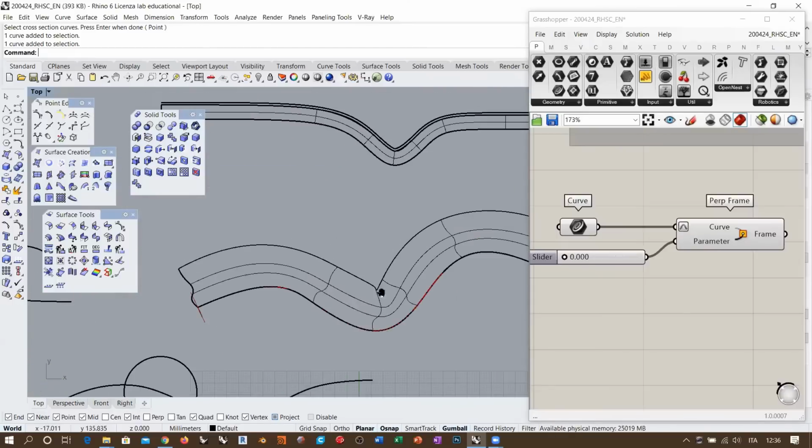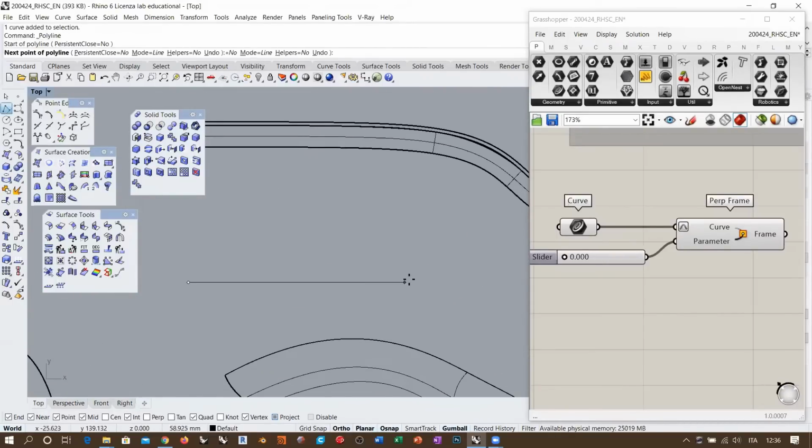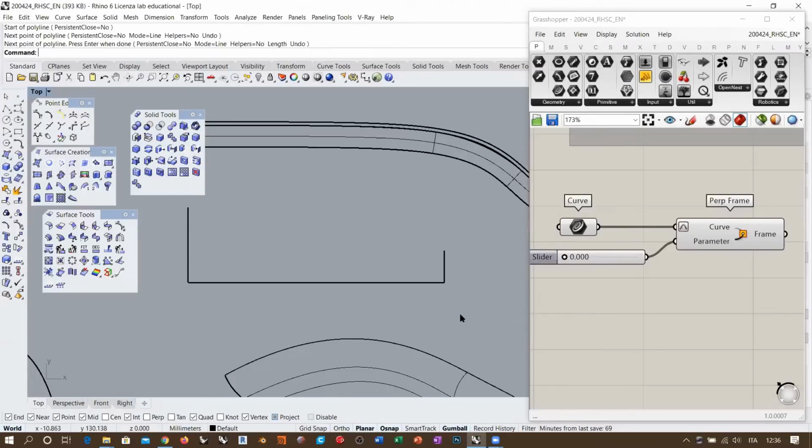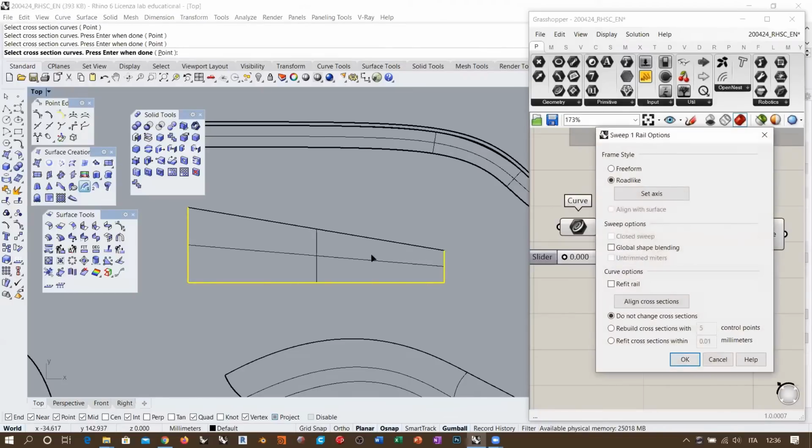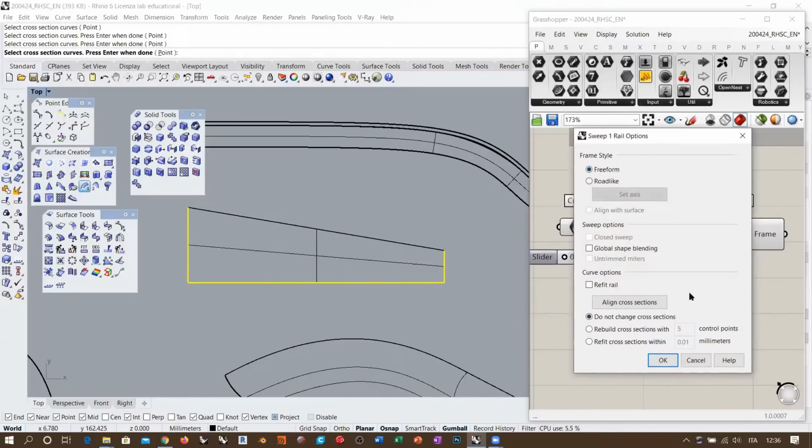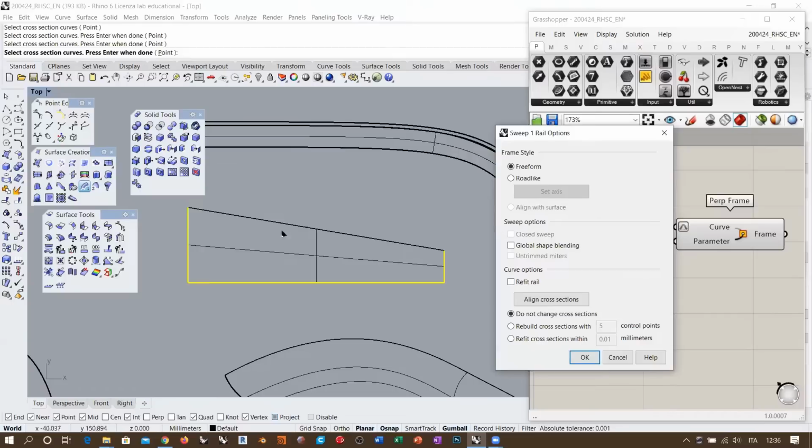If I go here, I'm going to keep it simple right now. So I'm going to take a straight rail, a straight cross section, and another straight cross section, like this. Okay. If I do a sweep one rail between this cross section and this cross section, you see that with free form, we get this kind of surface. Of course, this is like executing a loft, actually. So if you have one initial cross section and one final cross section, and you have a straight rail, there is no need to create a sweep one rail. You can also loft the 2 opposite sides, right?